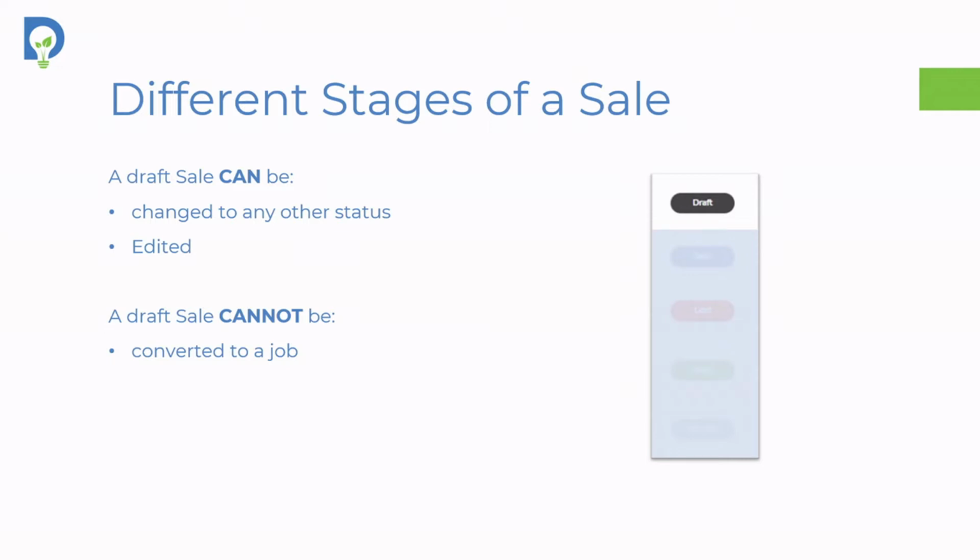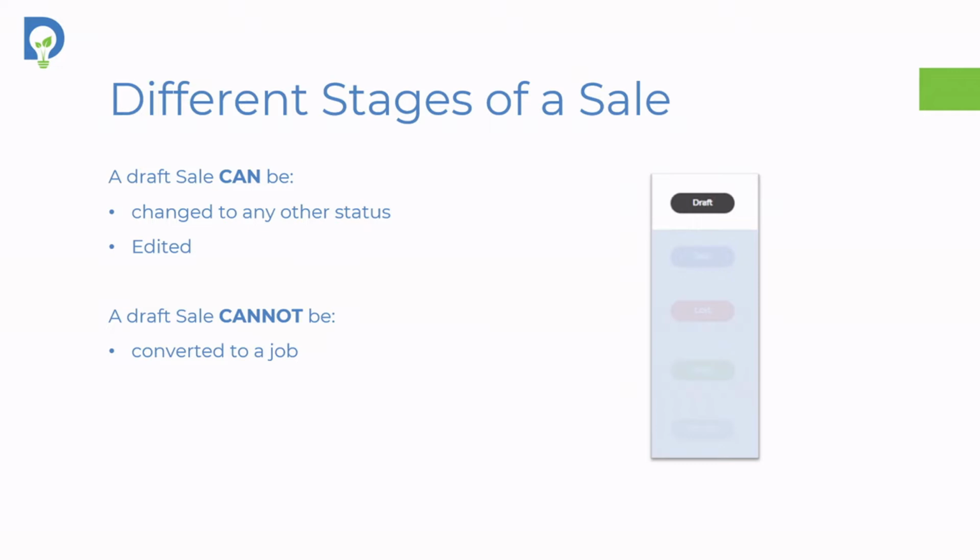So first off, a sale can be draft. The first state is draft. So when you create a price list or an agreement or a job or a quote, sorry, the first stage is draft. It's automatically set as draft. You can change it if you want, but it's automatically set as draft.